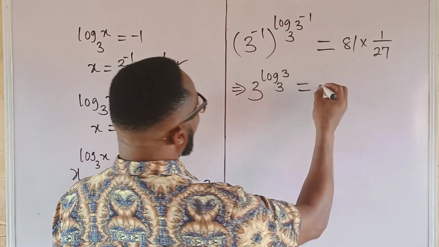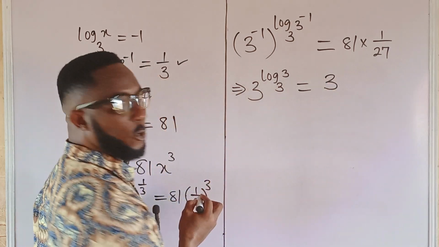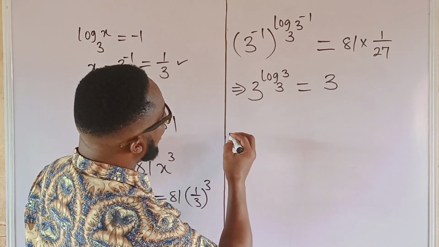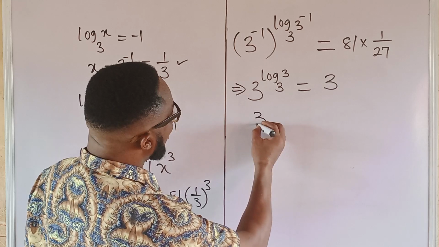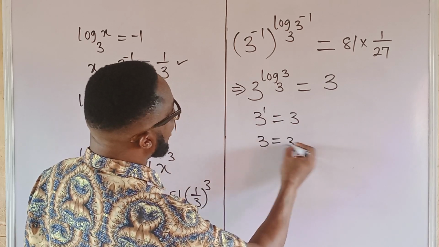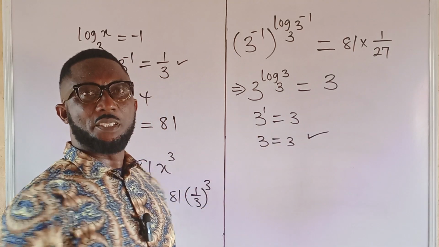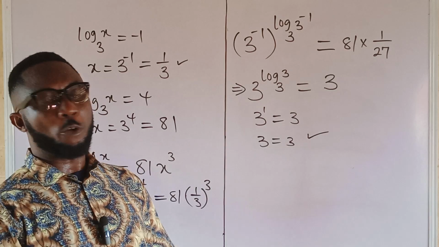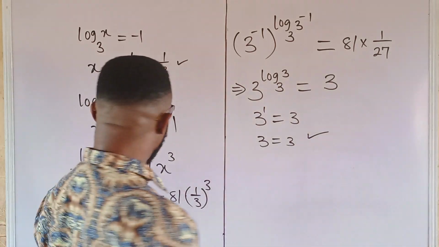27 divided into 81 is 3. And look, guys, log to base 3 of the argument 3 is actually 1. So we have 3 to the power of 1 equal to 3, which is 3 equal to 3. So in this case, the left-hand side is equal to the right-hand side. So x equal to 1 upon 3 is a valid solution.